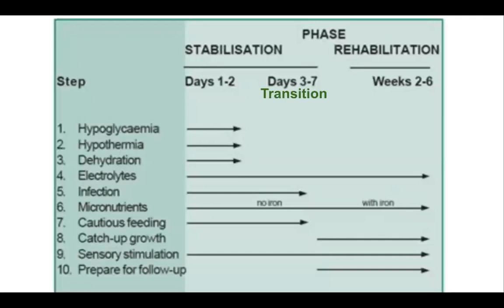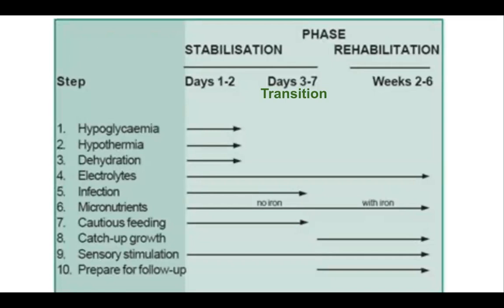So the treatment for malnutrition is separated into 3 different phases. So for the first 2 days is what we call stabilization phase. In the first 2 days, it's very easy to get hypoglycemia, hypothermia, and dehydration.